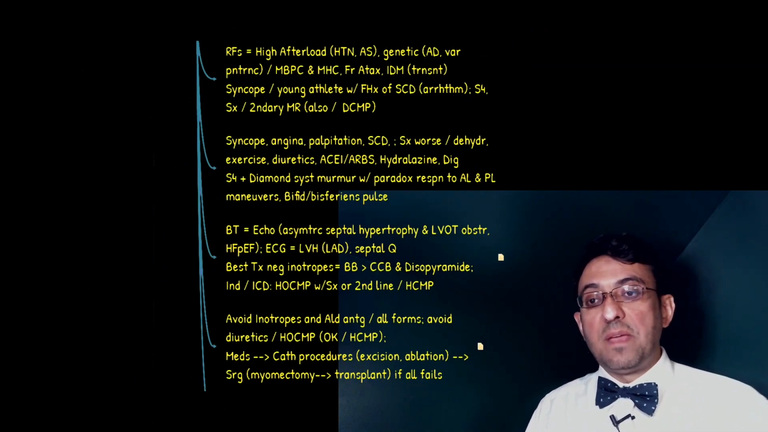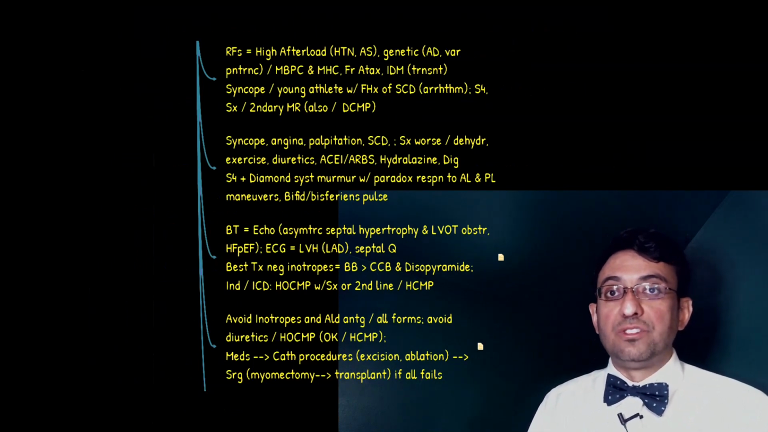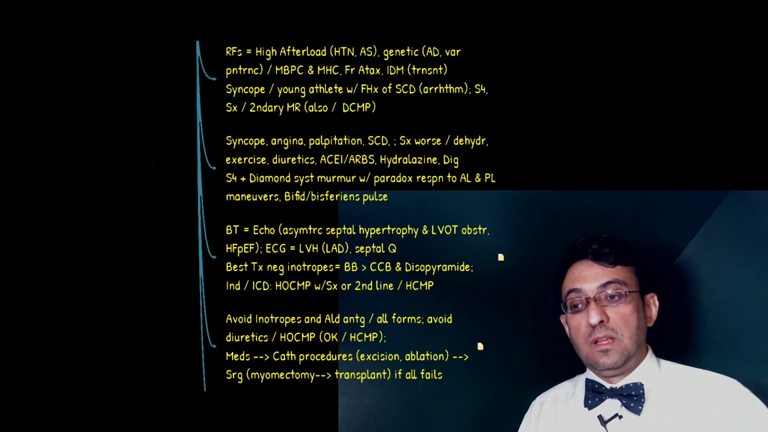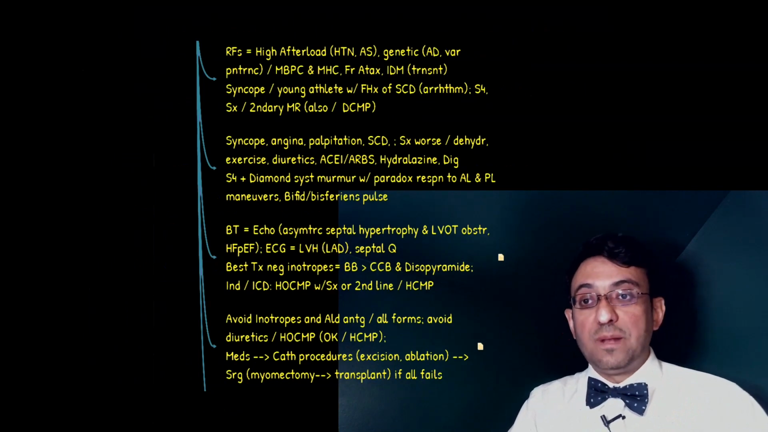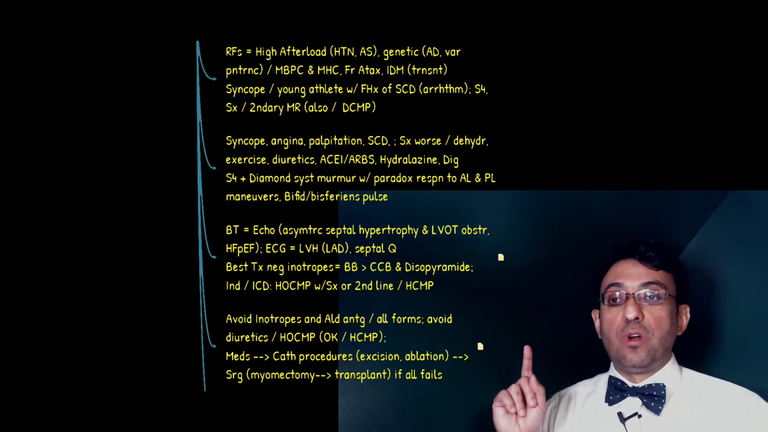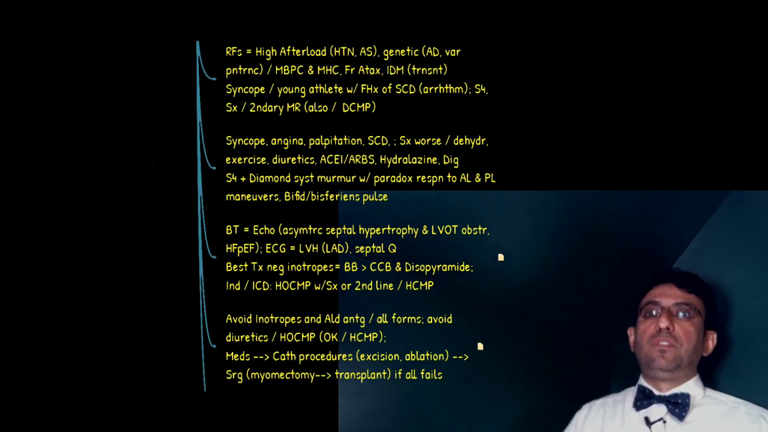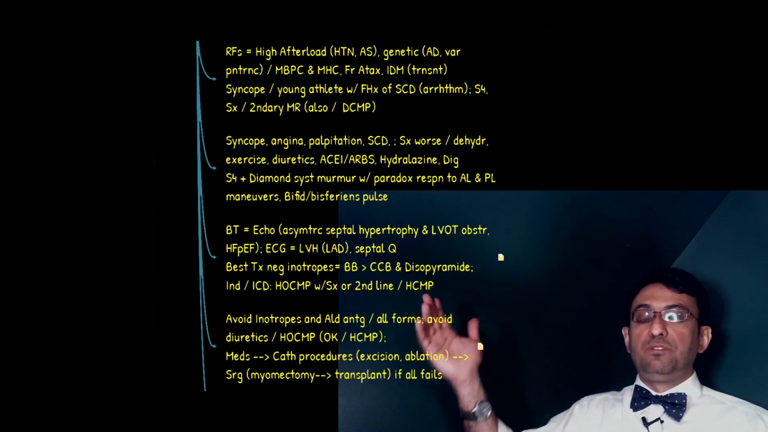Manage with beta blockers, preferred to calcium channel blockers, preferred to disopyramide, preferred to myomectomy. If all else fails, the patient becomes a candidate for heart transplant. Know the indications for ICD, screen the family, and differentiate from athlete's heart based on what we discussed. And this is hypertrophic cardiomyopathy.